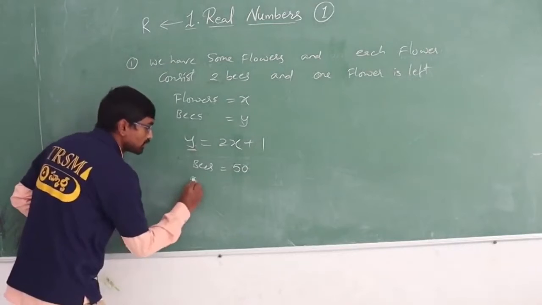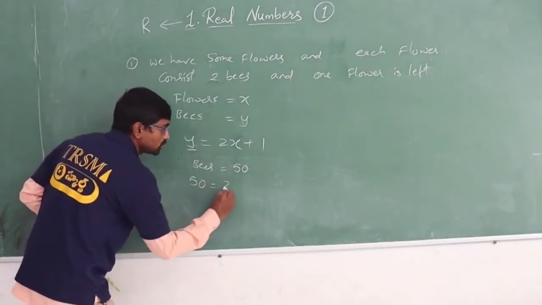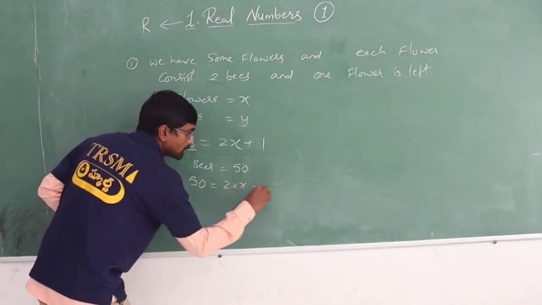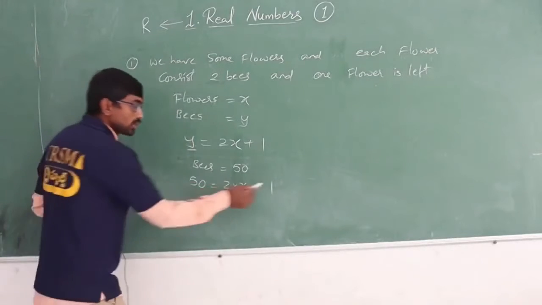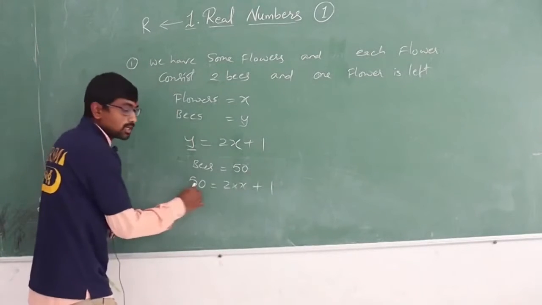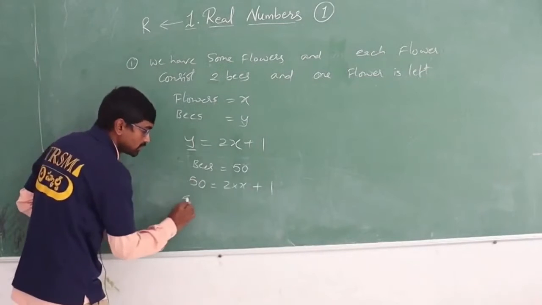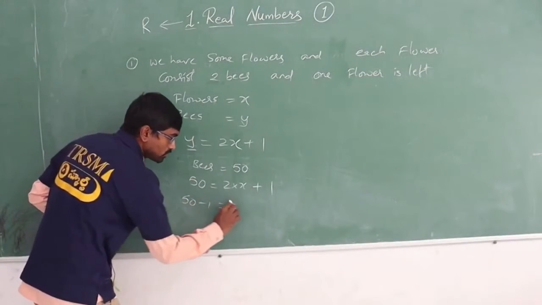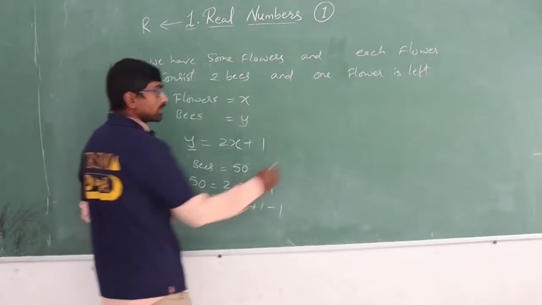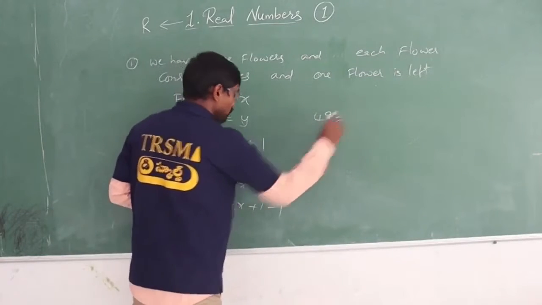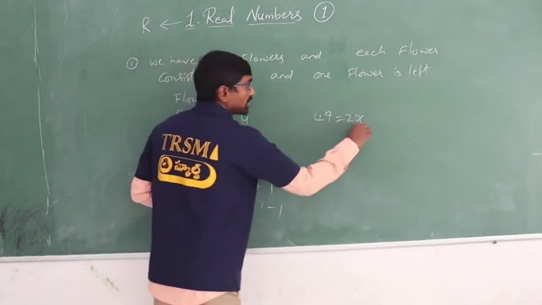Here I am substituting the number of bees, 50, equals 2x plus 1. By solving this we can say the exact value. Subtracting 1 on both sides: 50 minus 1 equals 2x plus 1 minus 1. So here I will get 49 equals 2x.